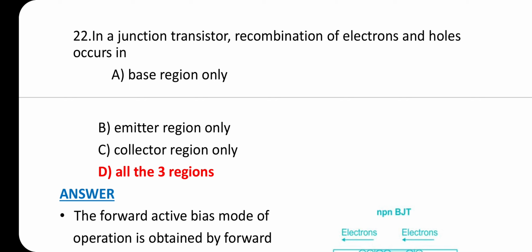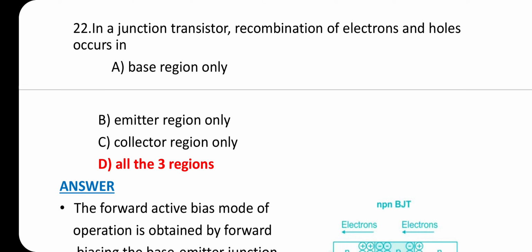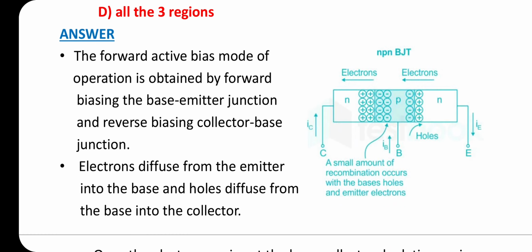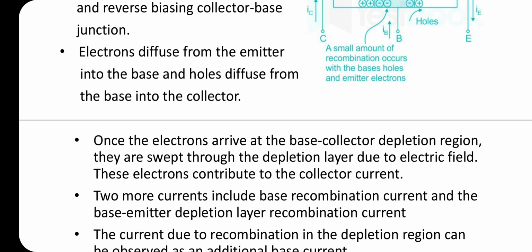Question number 22. In a junction transistor, recombination of electrons and holes occurs in? Answer is option D, all the three regions. Consider the figure. A small amount of recombination occurs with the base's holes and emitter electrons. The forward active mode of operation is obtained by forward biasing the emitter base junction and reverse biasing the collector base junction. Electrons diffuse from the emitter into the base and holes diffuse from the base into the emitter.